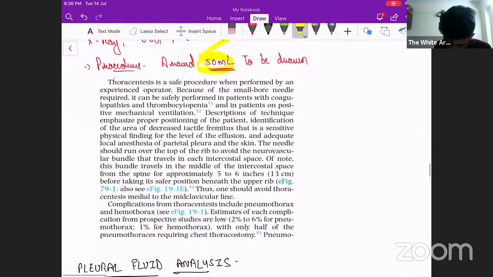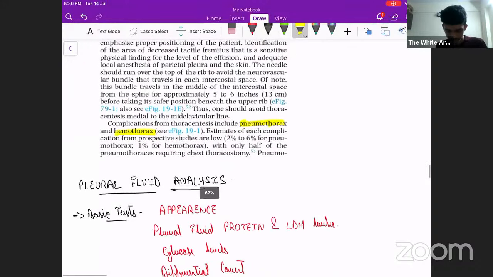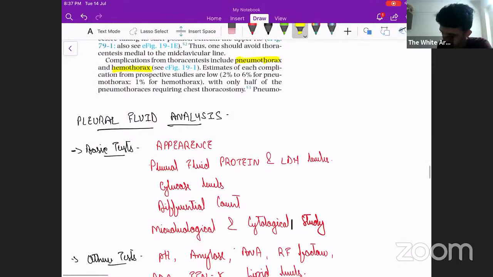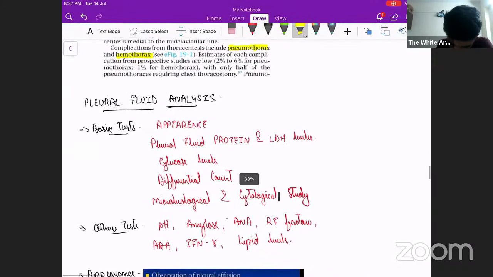And what are the complications? Pneumothorax and hemothorax can be complications. Okay. Next is pleural fluid analysis. So the next investigation will be pleural fluid analysis. So what are the basic tests to be done?